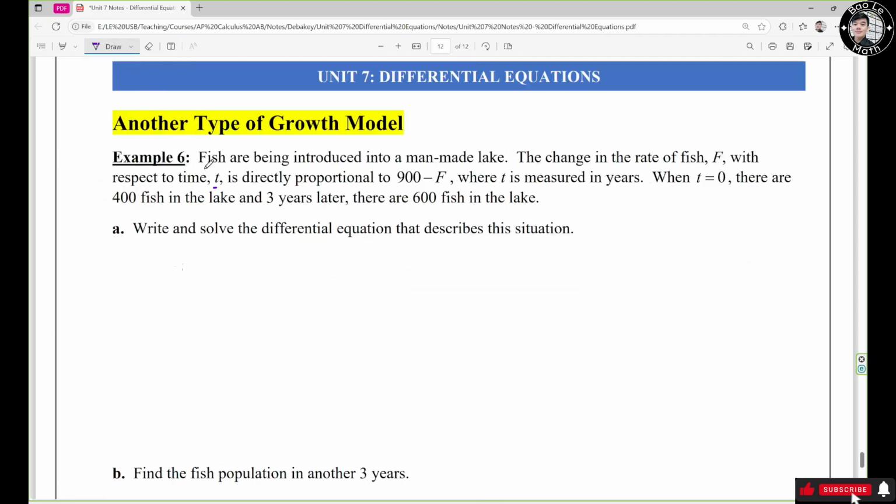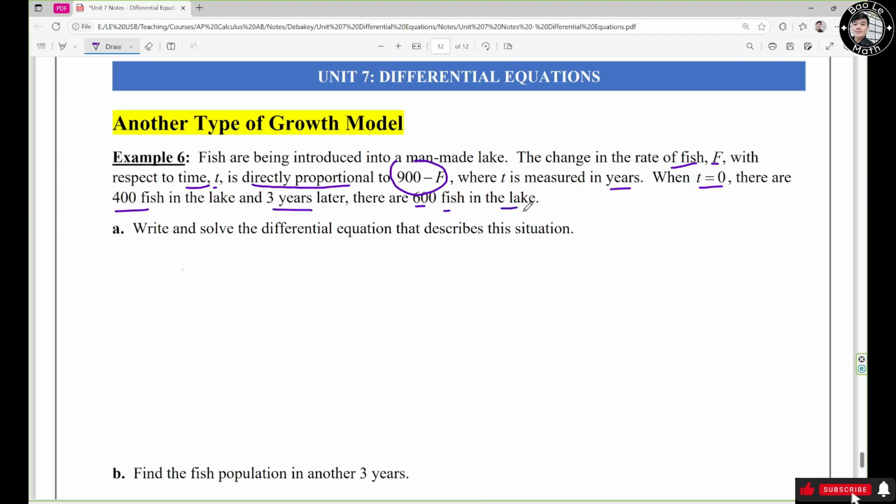Now let's move on to example number 6. Fish are being introduced into a man-made lake. The rate of change of fish f with respect to time t is directly proportional to 900 minus f, where t is measured in years. When t equals 0, there are 400 fish in the lake, and 3 years later, there are 600 fish in the lake.